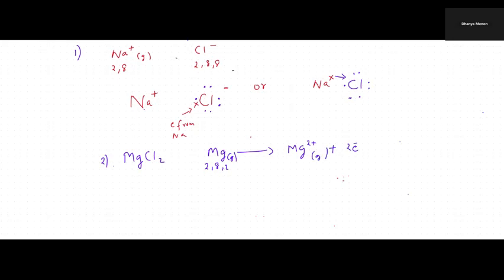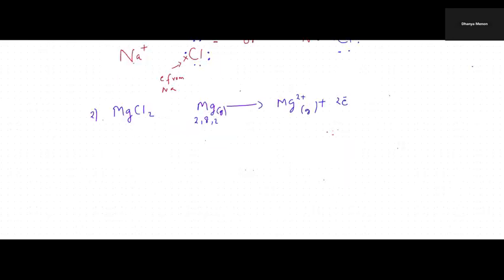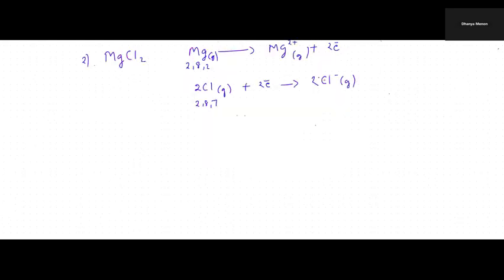And chlorine, there are 2 chlorine you can see here. In the gaseous form, it is gaining 2 electrons. 2 chlorine atoms are gaining 1 electron each to give you 2 chloride ions, 2, 8, 8. Each of them needs 1 more electron, right? So I draw like this: magnesium 2 plus.